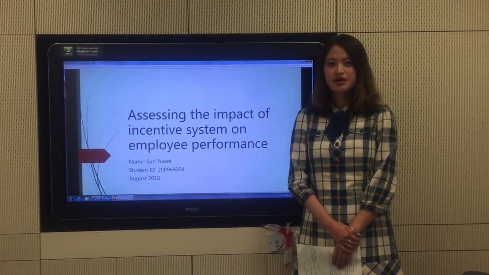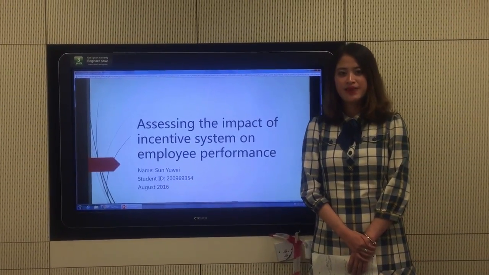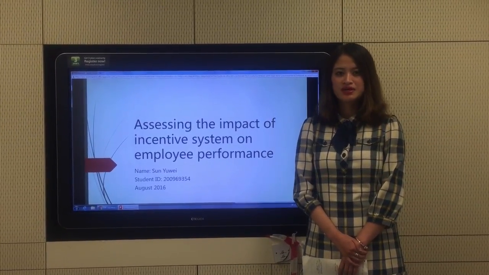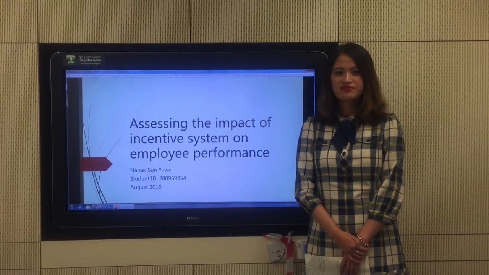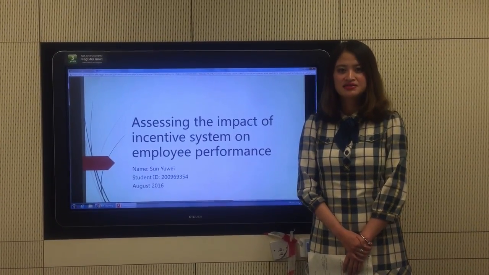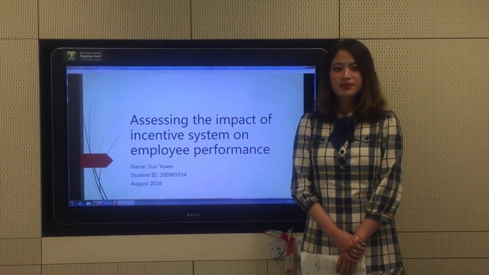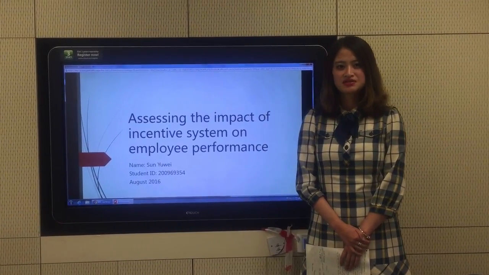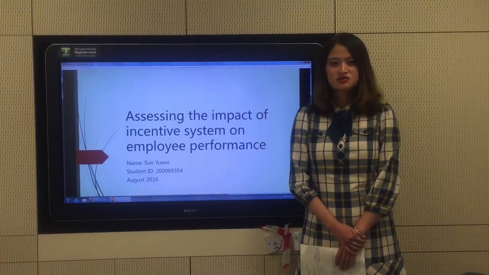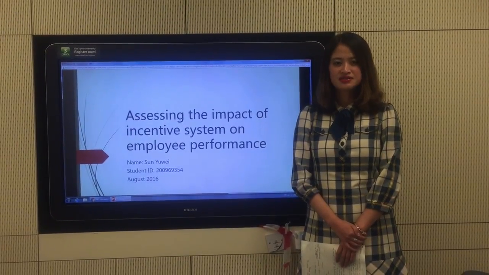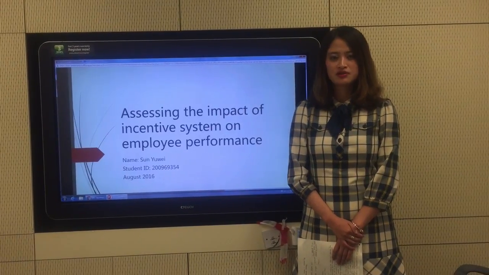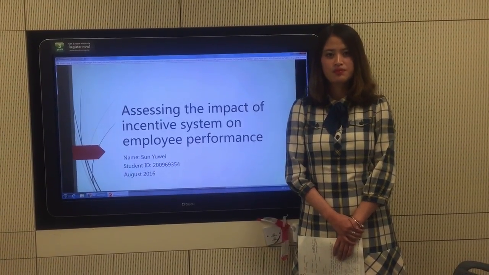My dissertation topic is assessing the impact of incentive system on employee performance. Nowadays, with the development of society, incentive system plays a more and more important role in the business world. It can not only stimulate the employees' passion, but is also better for the company's future development.